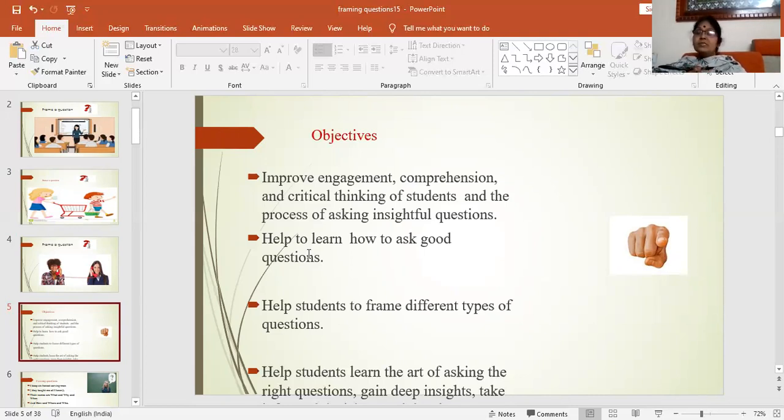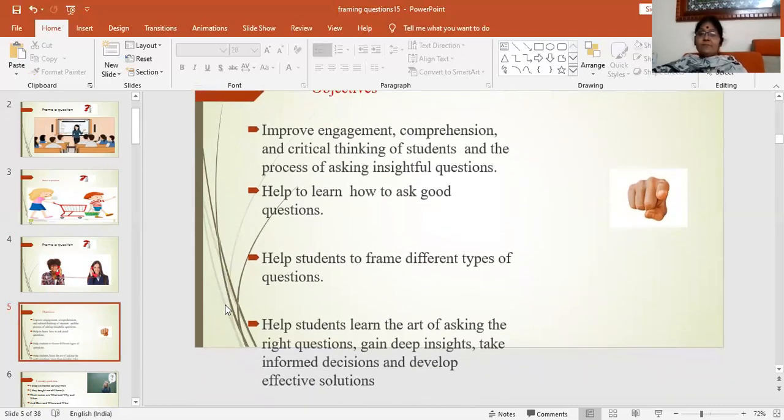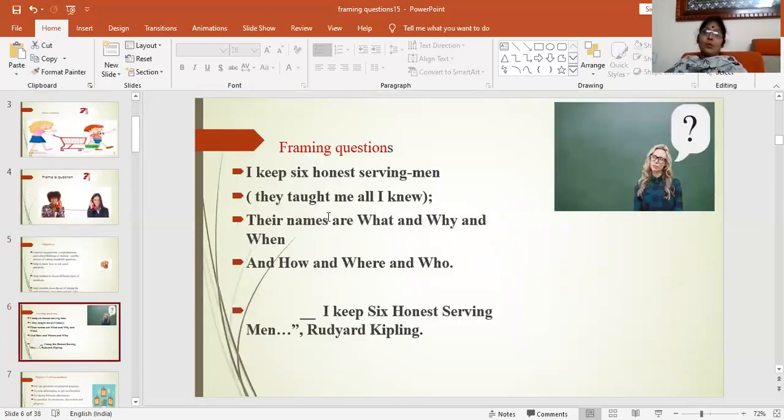And help students learn the art of asking the right question, gain deep insight, take informed decisions, and develop effective solutions, right? So our objective is to help students to ask insightful questions, to frame different types of questions, and to gain deep insights, take informed decisions and develop effective solutions, right? So with this, we'll start our learning session of how to frame questions.